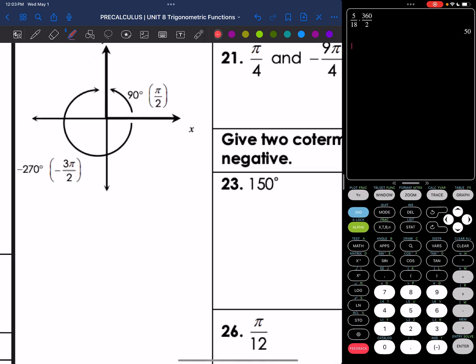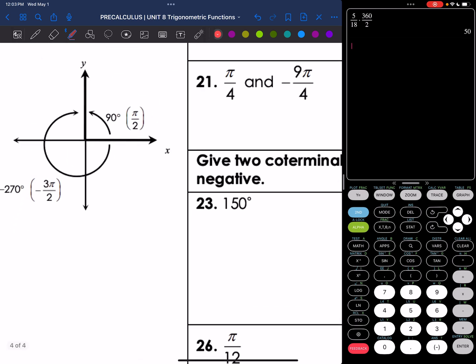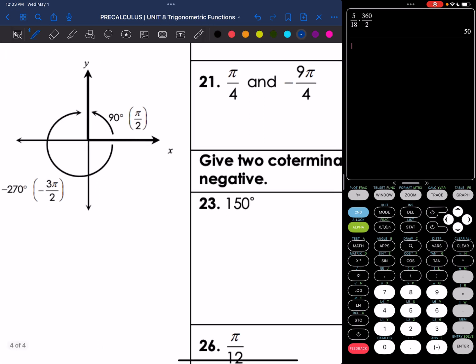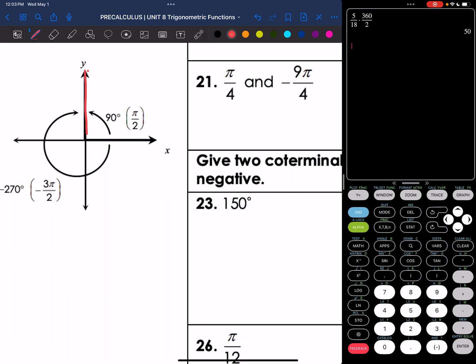We'll look at this little diagram over in the side margin, and I just want to draw your attention to what happens here with these two values. See, what we have is 90 and negative 270. They are coterminal because they both have a terminal side right here.